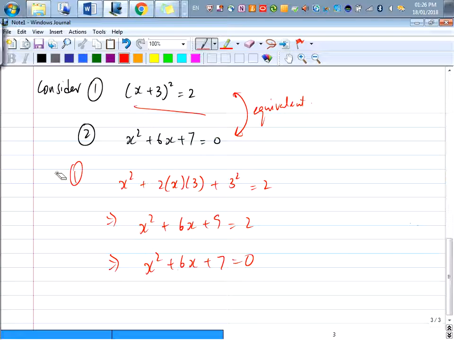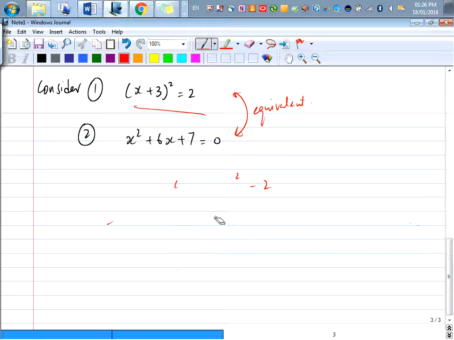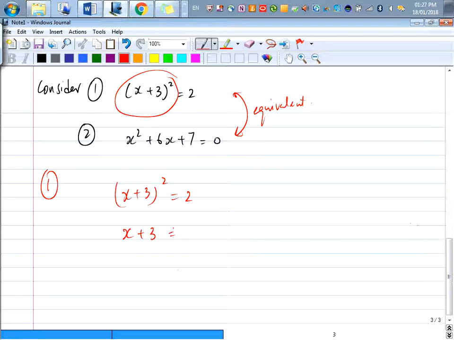Let's take a look. Over here, I have a perfect square. Perfect square, okay? So, for equation number 1, x plus 3 squared equals 2, right? Can you tell me how much is x plus 3? Is it just square root 2 or is there a plus minus? Plus minus, right? Does it look very easy to solve now? Easy, right? Just take square root on both sides.